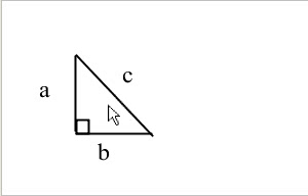It's always opposite the right angle. So it's usually the longest, it's always the longest side of a right triangle. So we will call that C.